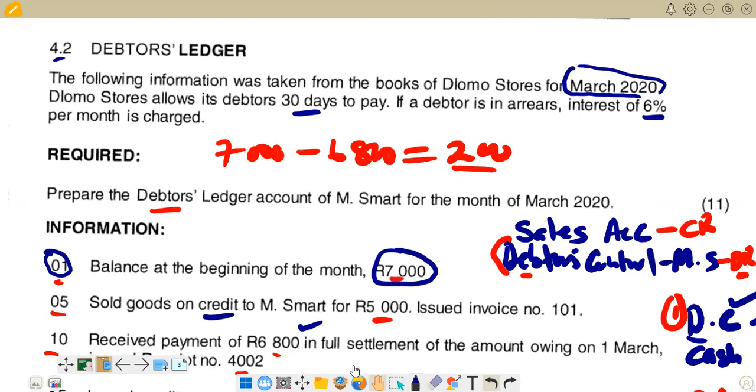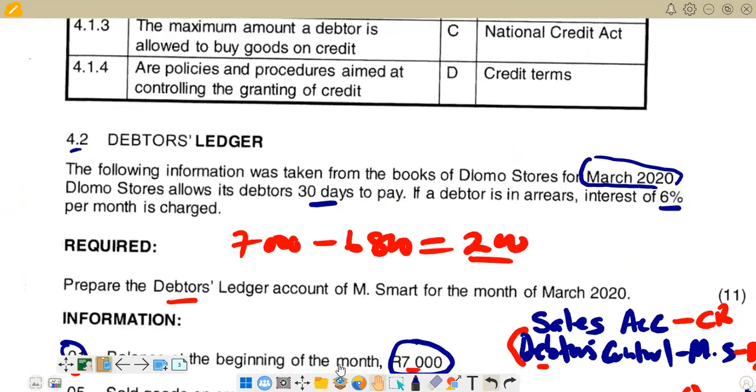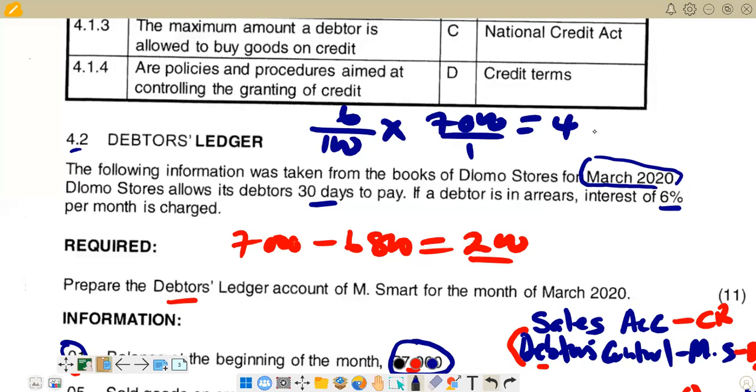So what are we doing there? We are now saying our interest 6%, as a fraction, becomes 6/100. Then you multiply by 7,000 to get the amount that we have there. So when you multiply that one, you get 420. So this is interest that has been charged.